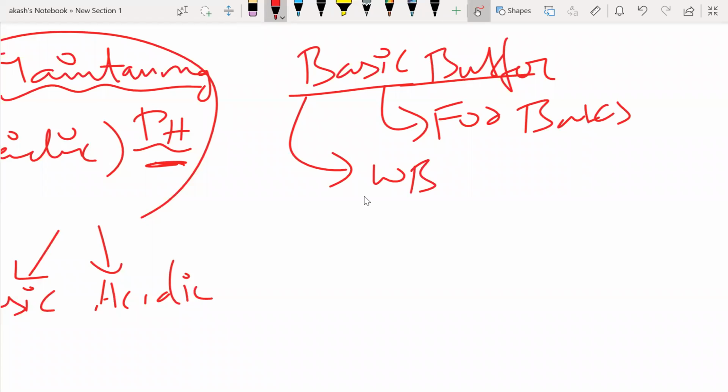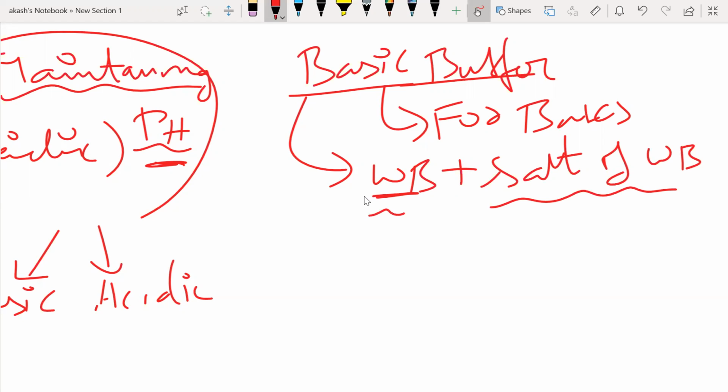You take a weak base plus a salt of this weak base, whatever weak base you took here, and you mix them. How much you have to mix, the concentration, depends on what pH you want. That I'll tell you now. I'm going to give you a direct relationship.